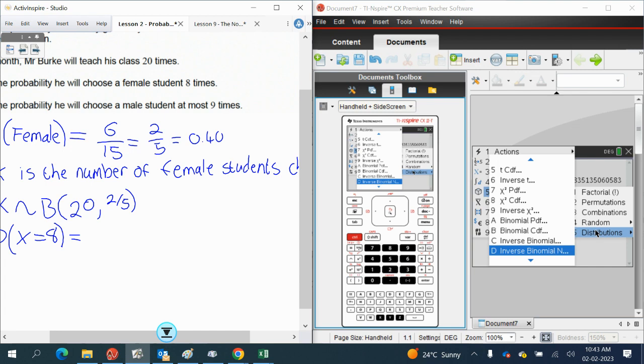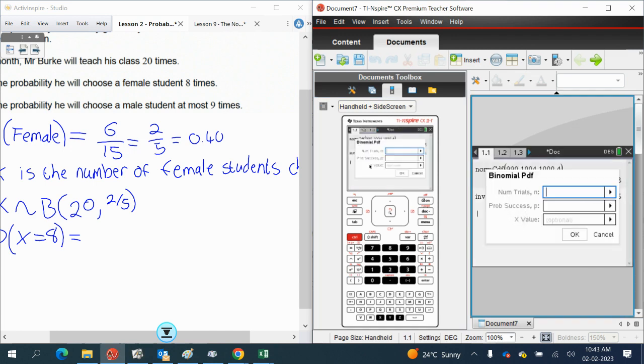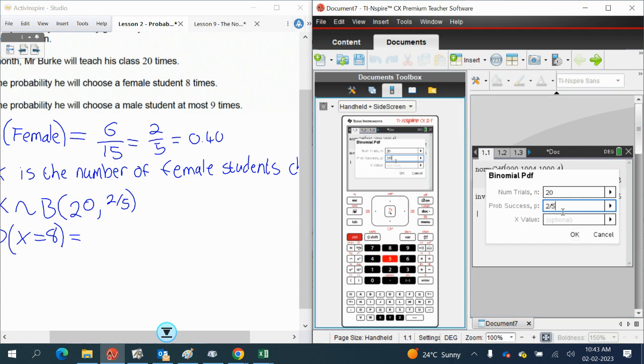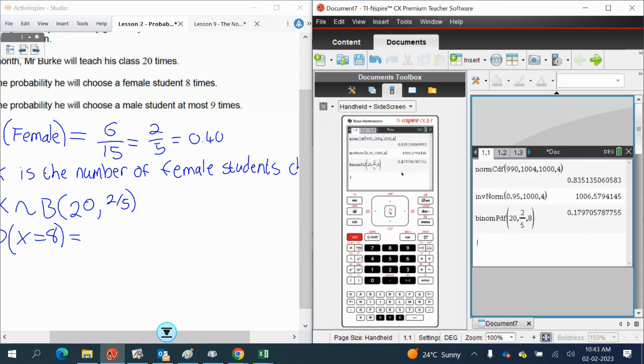So for this question, we are going to need a PDF, set number of trials, 20, probability of success, 2/5, and the X value we want is 8. We get 0.180.